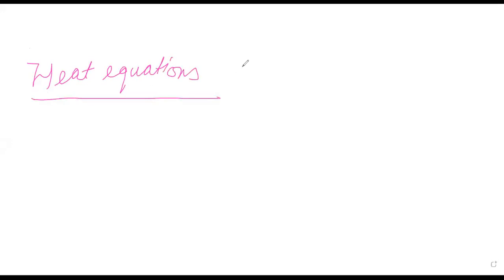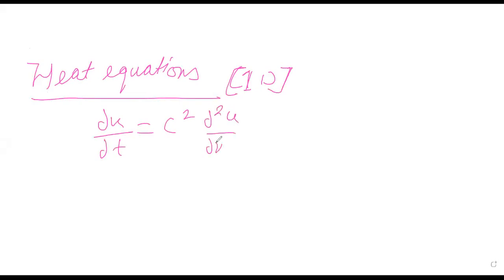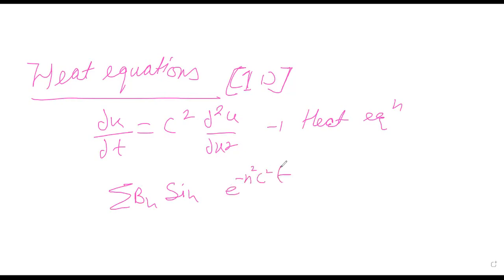So, heat equations. First, let's discuss the one-dimensional one. In the 1D heat equation, you know that del u by del t is equal to c square del square u by del x square. This is the heat equation, right? And you get a general solution for it, depending on the given conditions. In most cases, it will come out to be like sigma b_n sine of something and e to the power minus n square c square t, that kind of thing.